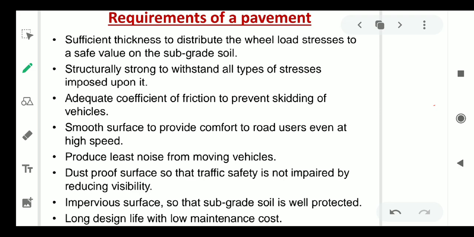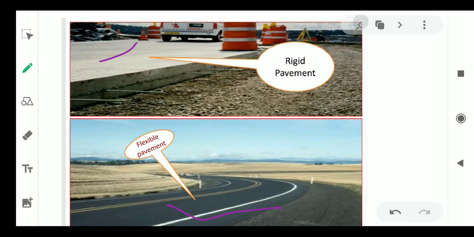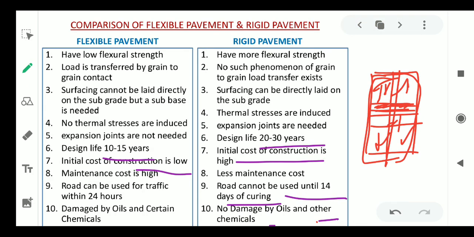Requirements of the pavement. What are the various requirements? Suppose you are going to design or construct a pavement, what are the various points that you have to keep in mind while constructing the pavement? So first one is sufficient thickness to distribute the wheel load stresses to a safe value on the subgrade soil. As we discussed in comparison, point number 2, the load is transferred by grain to grain contact.